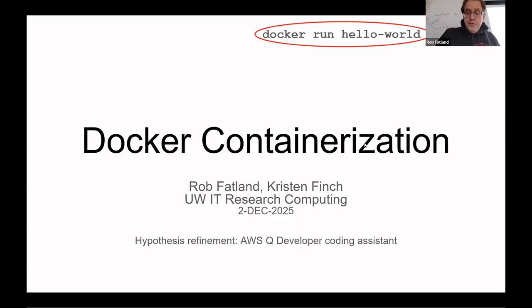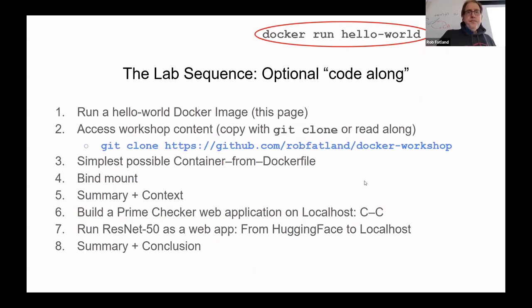Let's see, I should probably hit the forward. Oh, okay. So these are the sequence of 8 activities. Activity number 1 is a hello world, and that activity is encapsulated in the red oval at the top. So all you have to do is run that.